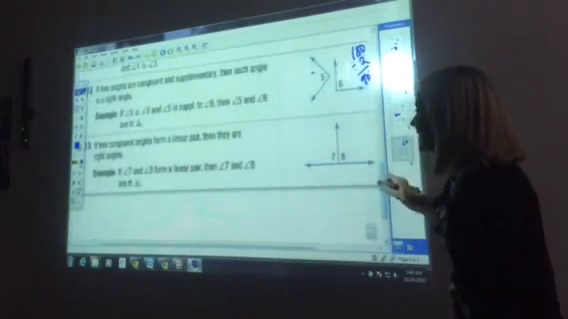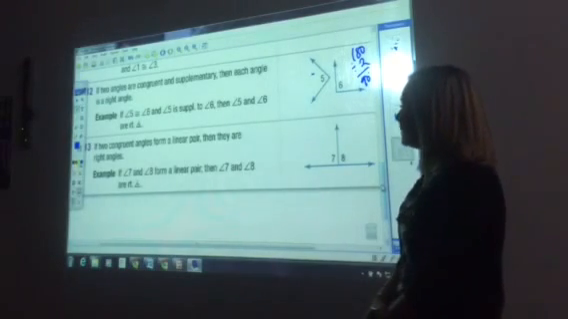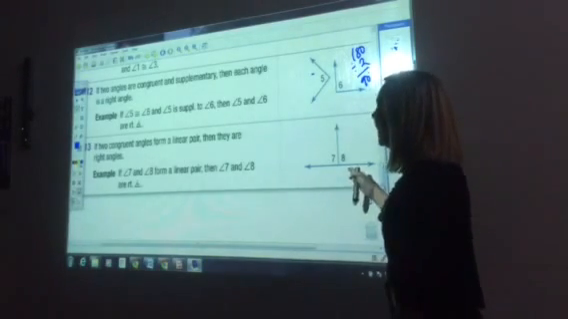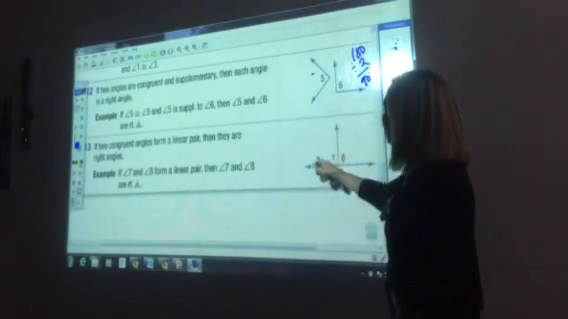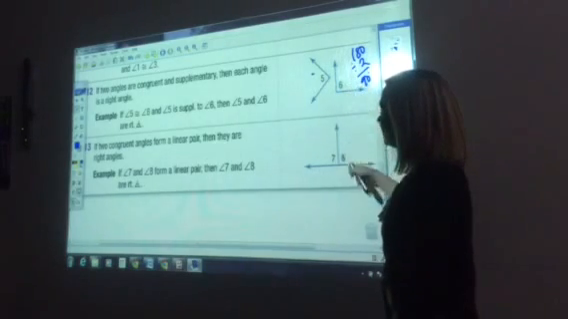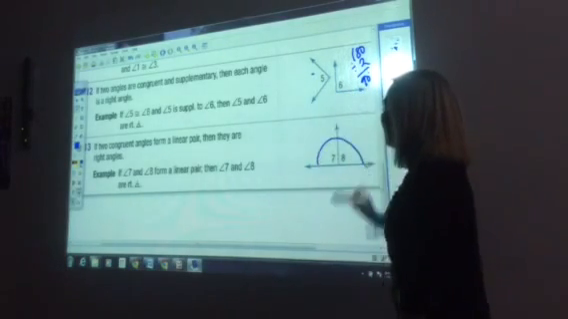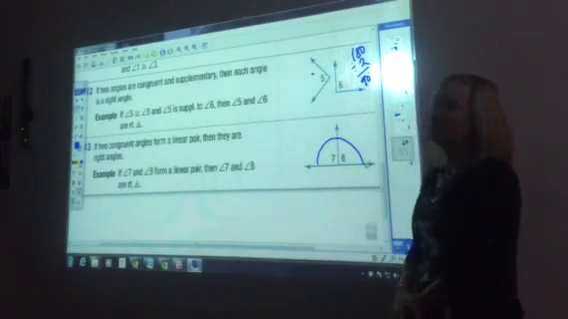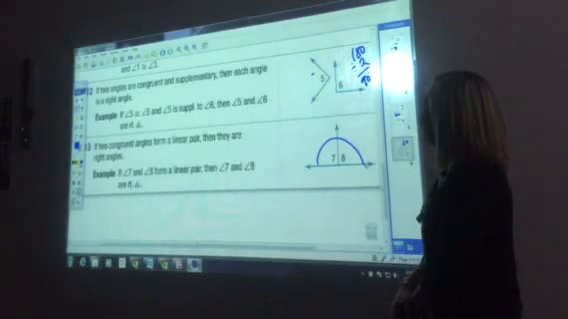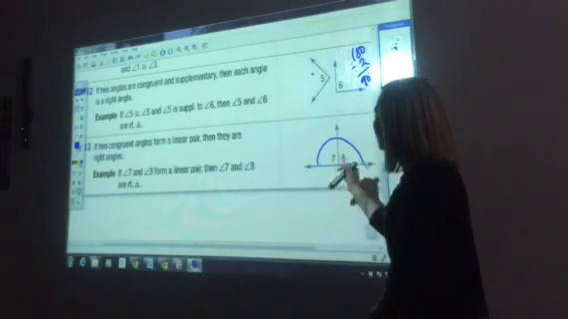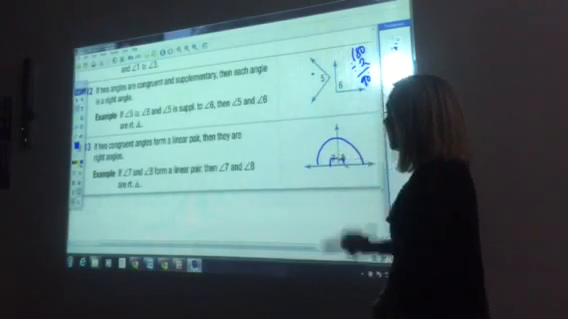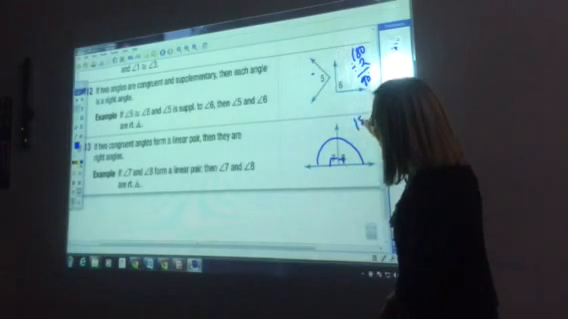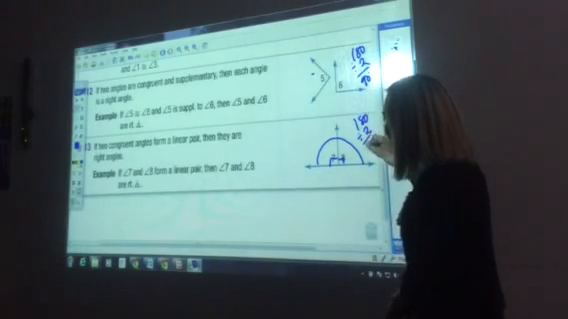And the last one says that if two congruent angles form a linear pair, then they are right angles. So notice again, same thing is very similar here. If they form a linear pair, then they're supplementary. They're equal to 180 degrees. If they are both congruent, then they have to be right angles because again, 180 divided by 2 is 90.